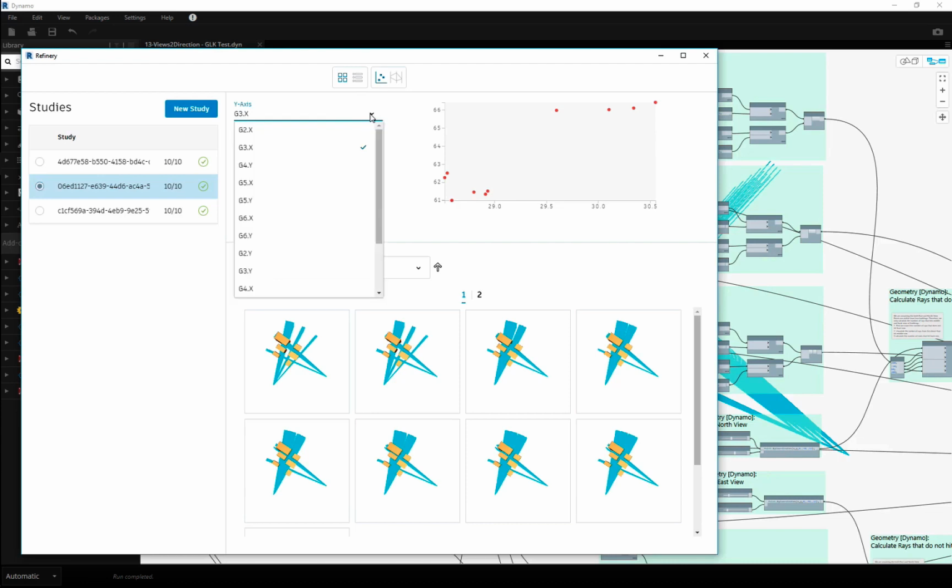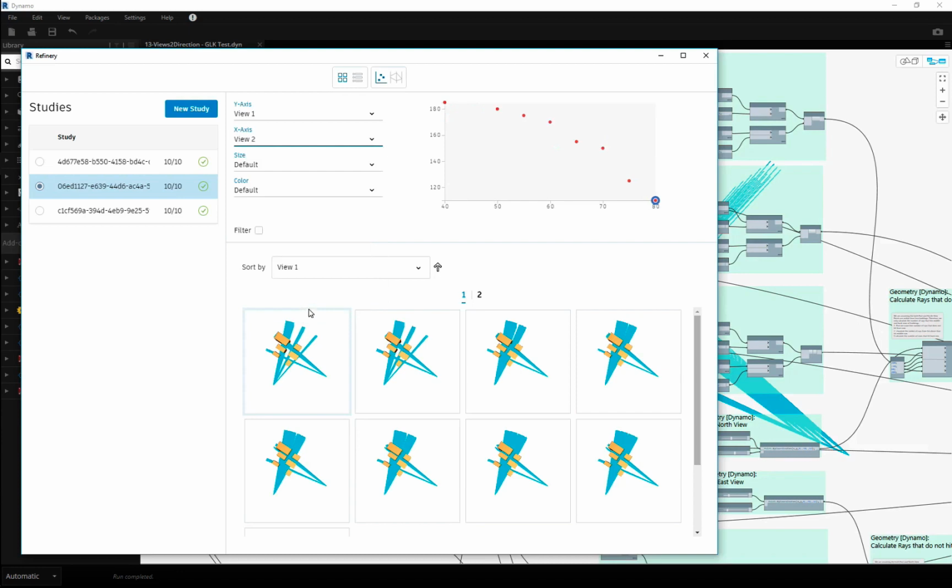If I try to plot view 1 in one direction versus view 2 in the other direction, oh, that's kind of interesting. It looks like we have some sort of a trade-off here between the different points that are either maximizing view 1 or view 2. It's interesting that we have potentially 180 different views in the view 1 direction, potentially 80 different views in the view 2 direction. Let's go ahead and plot that.